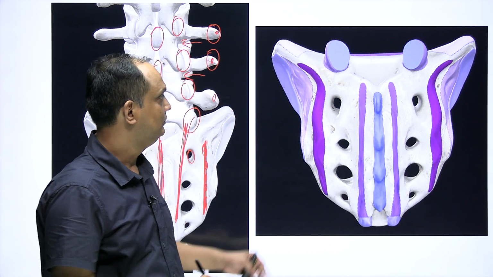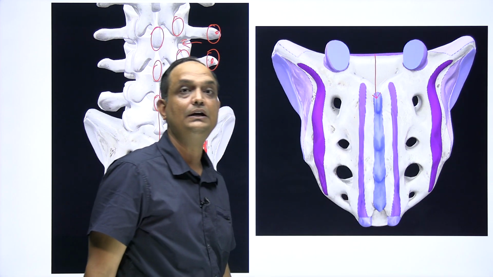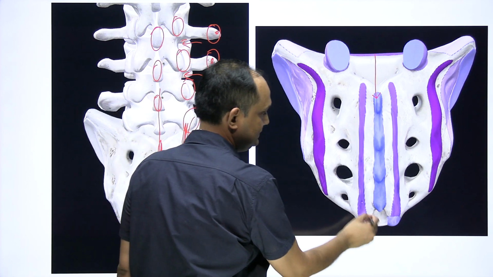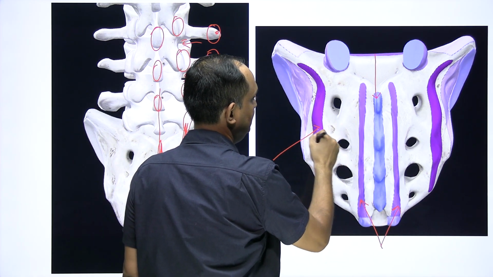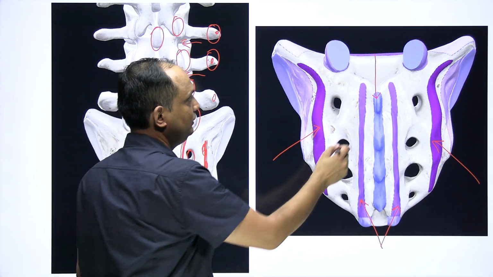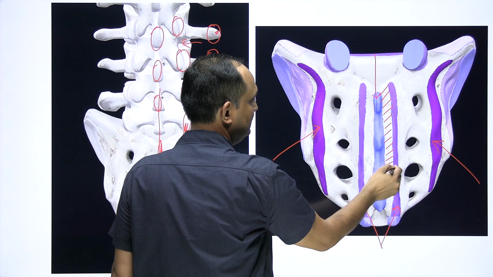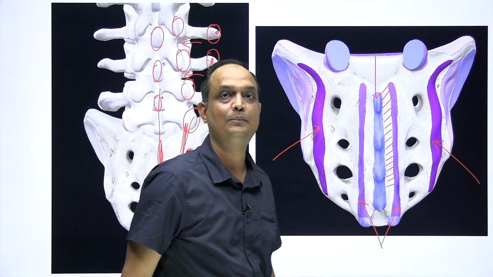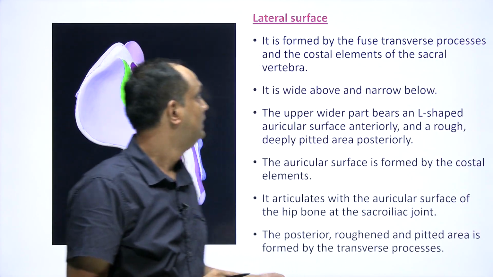Clear? So, what is this area? Is median sacral crest. What is this? Intermediate sacral crest. And what is this? Is lateral sacral crest. And what is the reason of formation of this area? Answer is fused laminas of adjacent sacral vertebrae.